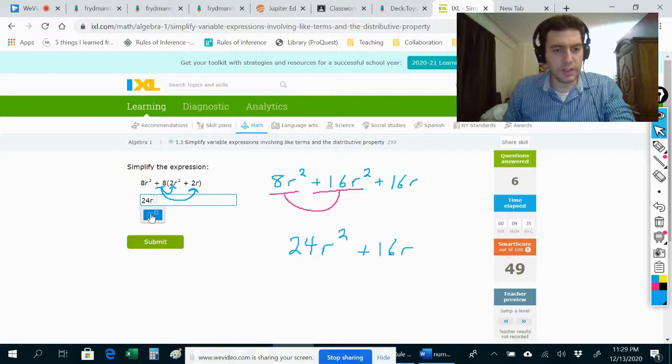24r to the, click on this button to put the exponent in. And then just click again so that now we can write the plus and then 16r.